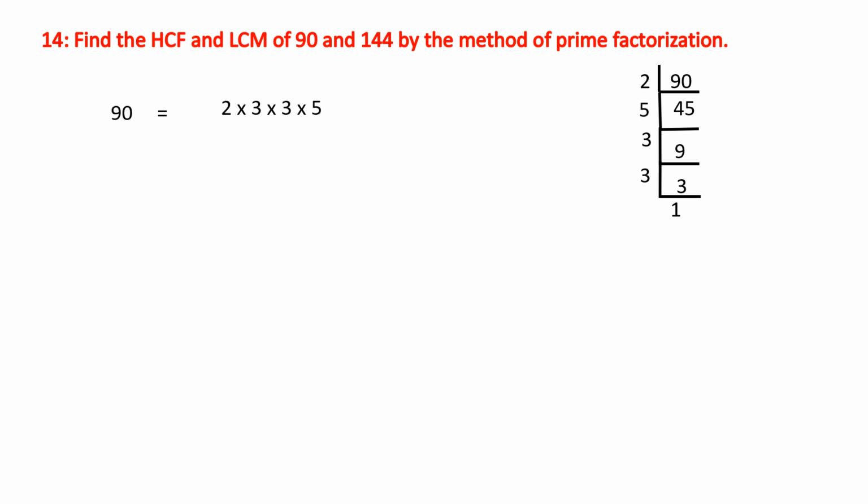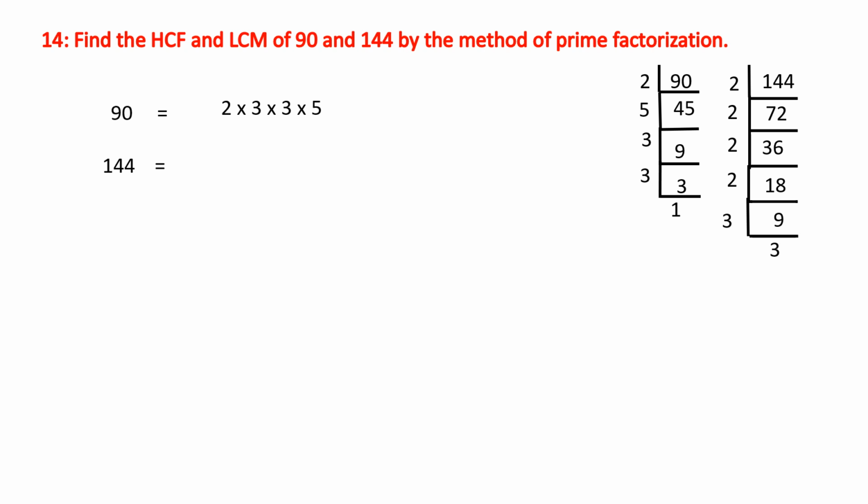Next, we do prime factorization for 144. 144 divided by 2 is 72. 72 divided by 2 is 36. 36 divided by 2 is 18. 18 divided by 2 is 9. 9 divided by 3 is 3. 3 divided by 3 is 1. So the prime factors of 144 is 2 into 2 into 2 into 2 into 3 into 3.